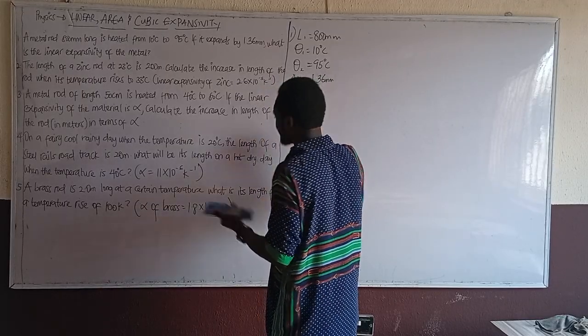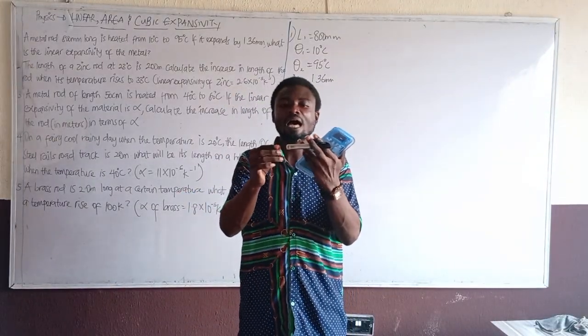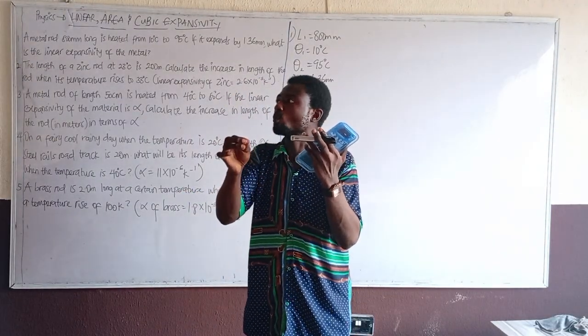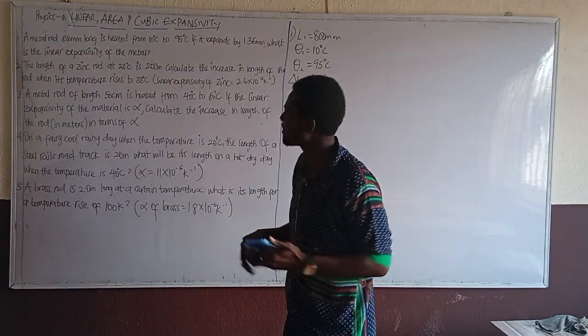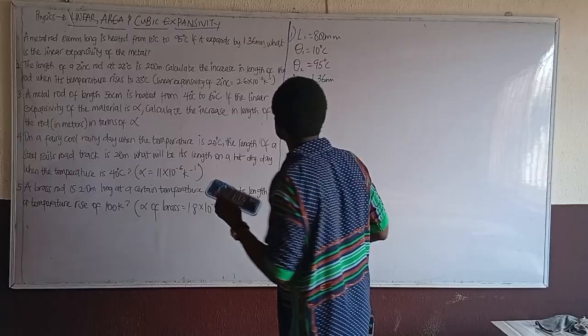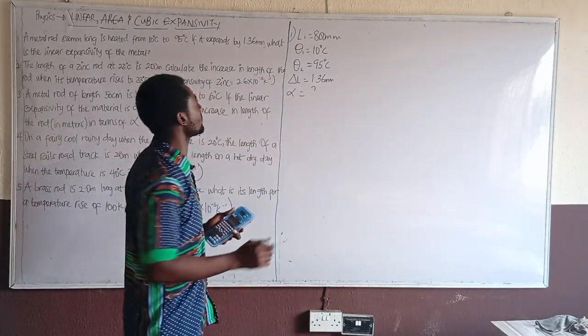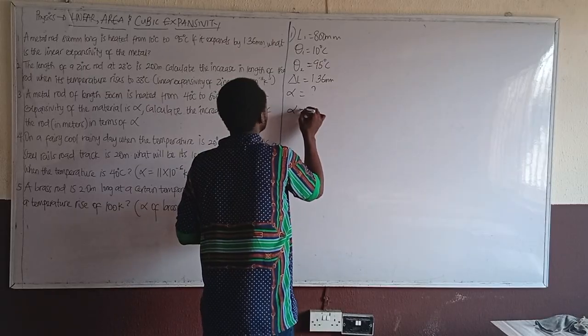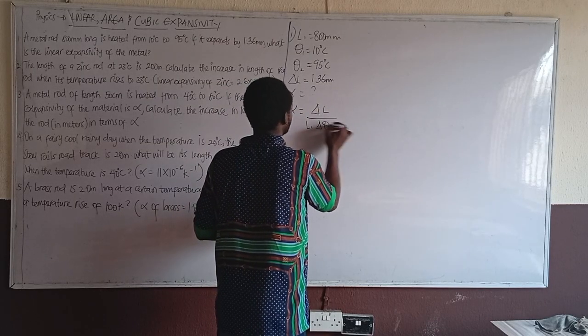Meter. For example, if the length of this marker is 10 centimeter and I extend to 15, that means what? Change in length is what? 5. That is what happens here, it expands by 5. What is the linear expansivity? I'm looking for the linear expansivity. I know my formula is what? Linear expansivity equals delta L over L1 delta theta.